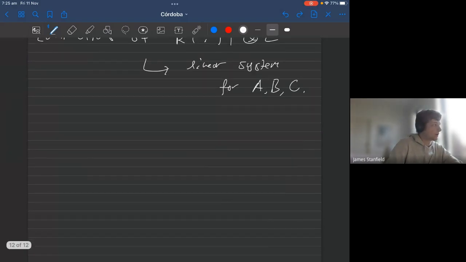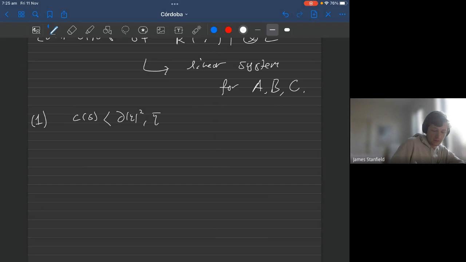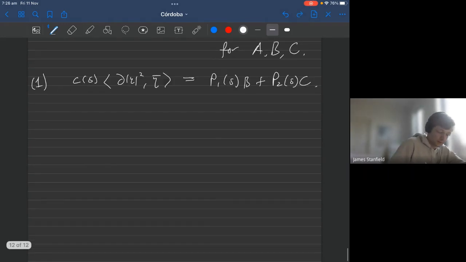So maybe I won't show all of the equations we do, but maybe just some examples. So the first equation, for instance, is this one. This is actually just a first order computation, so I mean, this was essentially already known. So these P1s and P2s are polynomials in S. So we get a linear combination of B and C. The second one, I guess, is more important that I want to highlight.